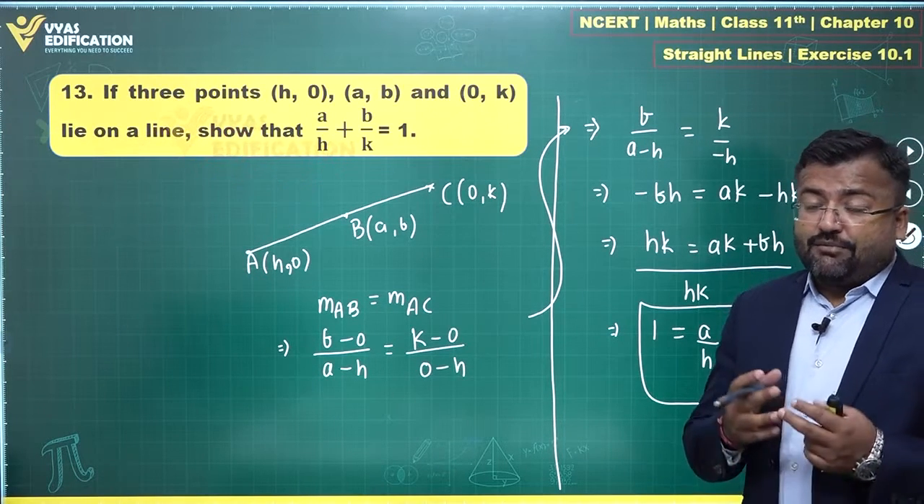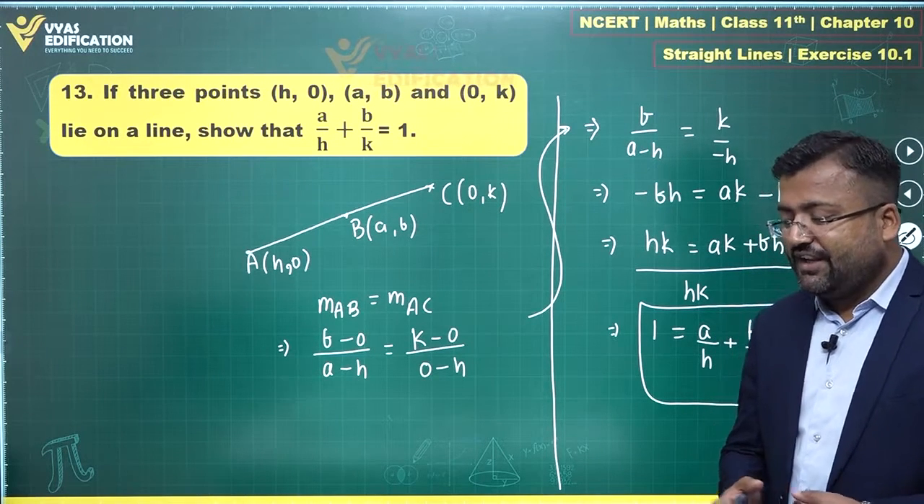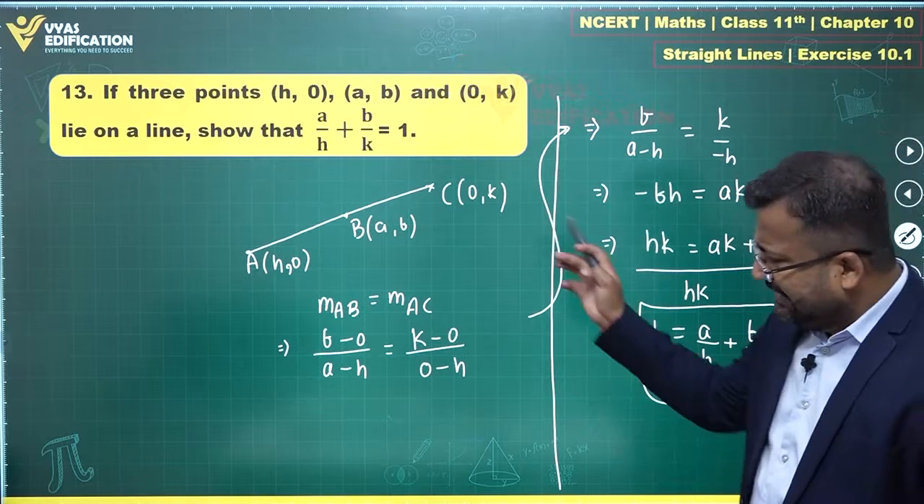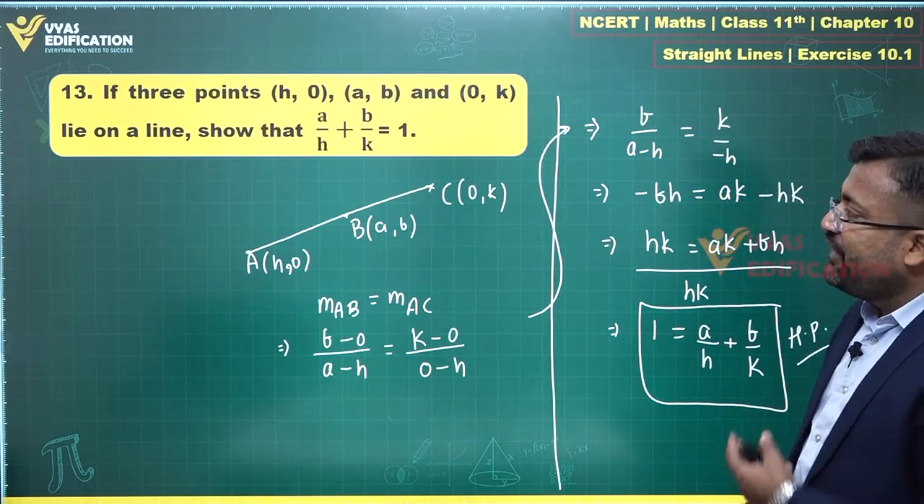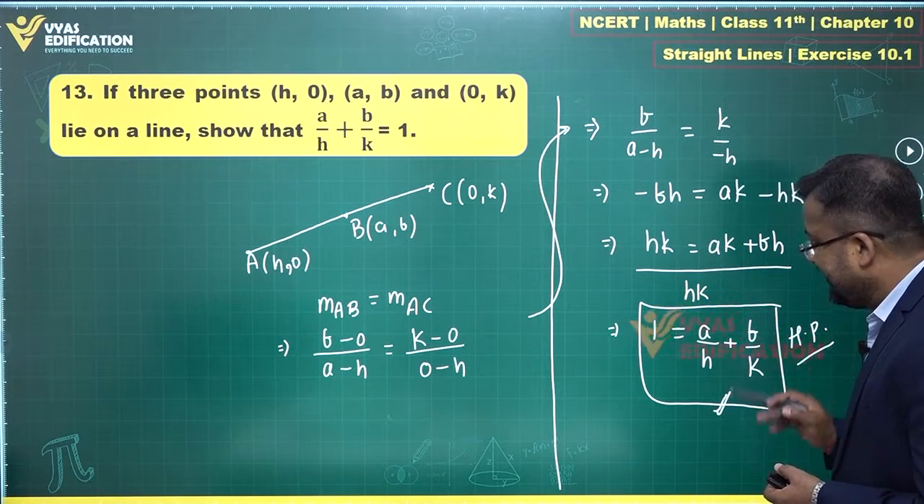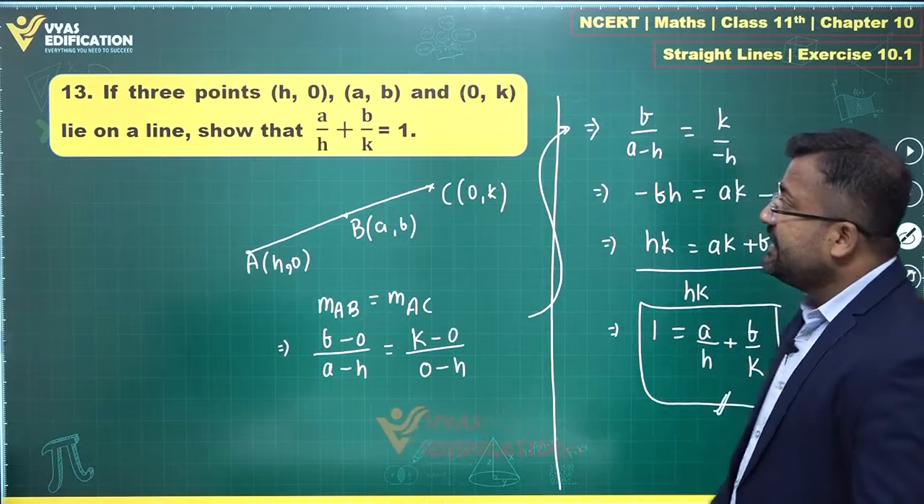If you are aware of a particular form of equation of a line, which is the intercept form of a line, then you may guess that yes, this question is directly based on that intercept form of a line. But this is the proof of this particular question. That's a simple idea? Yes, that's a simple idea.